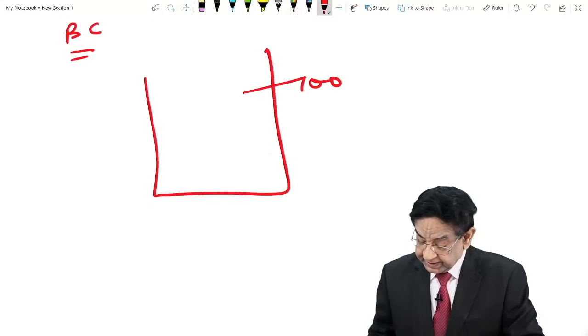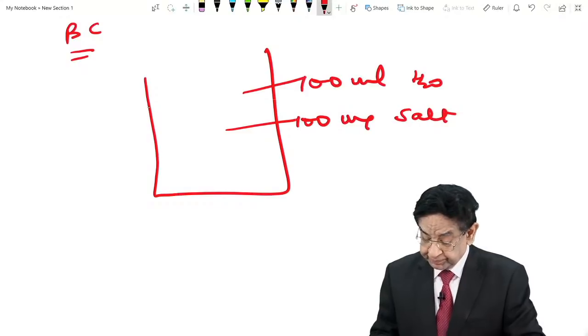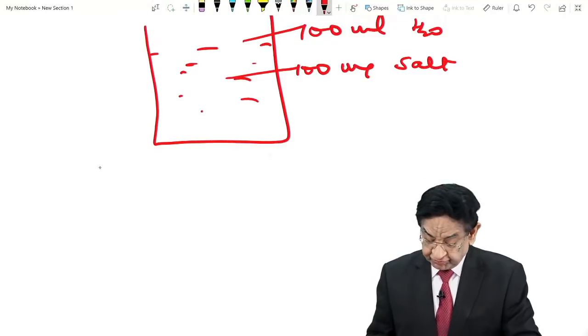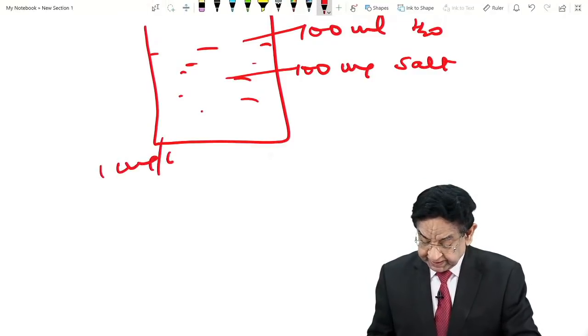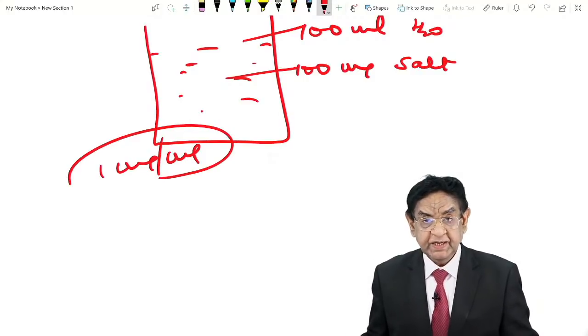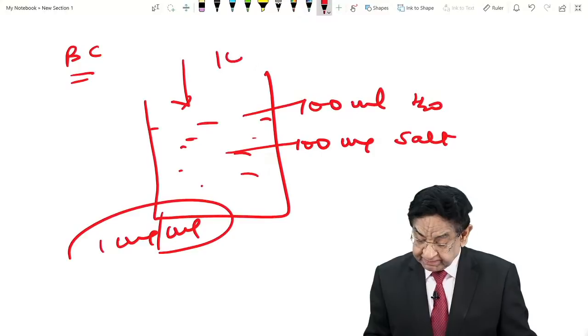I have a glass. It contains 100 ml of water and 100 milligrams of salt. How much is the concentration? 1 milligram per ml, definitely. So, a simple calculation. Now what I do is add 100 ml more water.